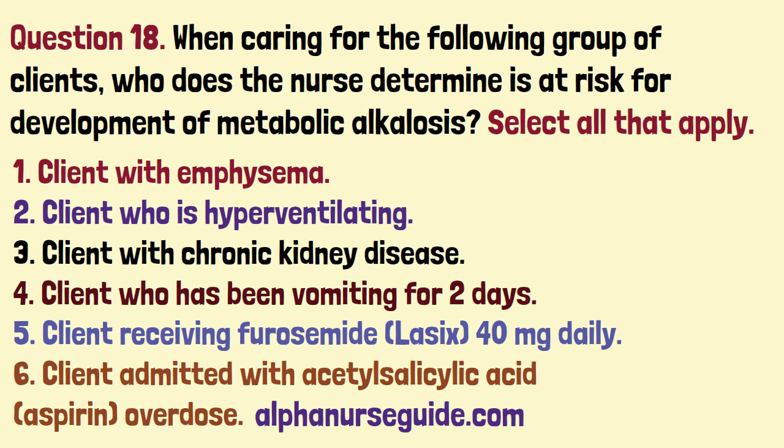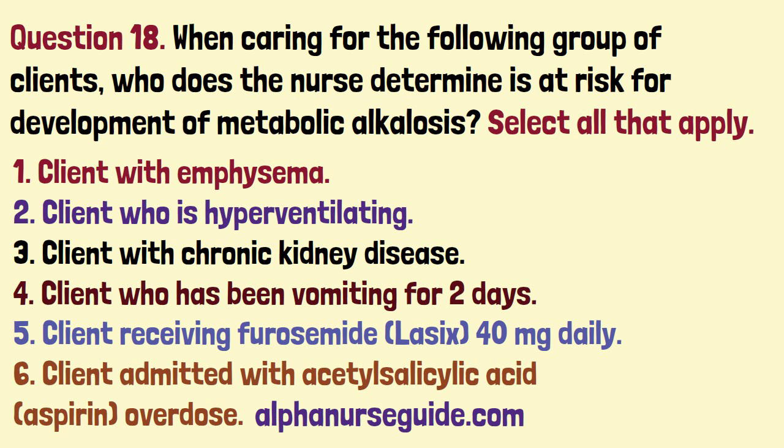Question 18. When caring for the following group of clients, who does the nurse determine is at risk for development of metabolic alkalosis? Select all that apply. 1. Client with emphysema. 2. Client who is hyperventilating. 3. Client with chronic kidney disease. 4. Client who has been vomiting for 2 days. 5. Client receiving furosemide, Lasix, 40 milligrams daily. 6. Client admitted with acetylsalicylic acid, aspirin, overdose.